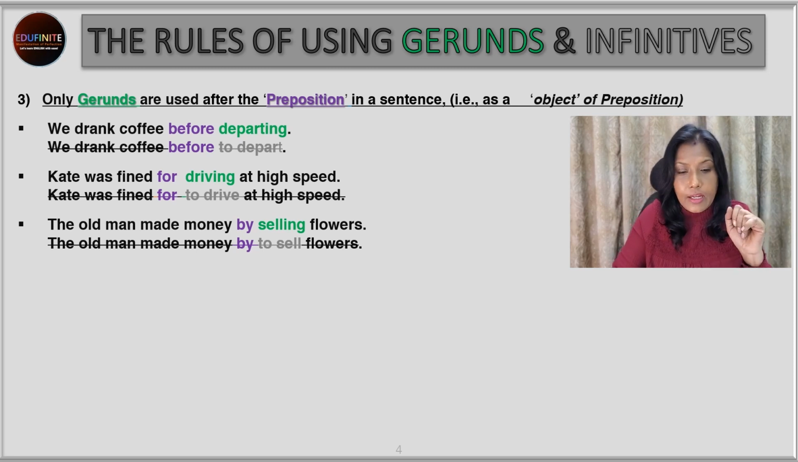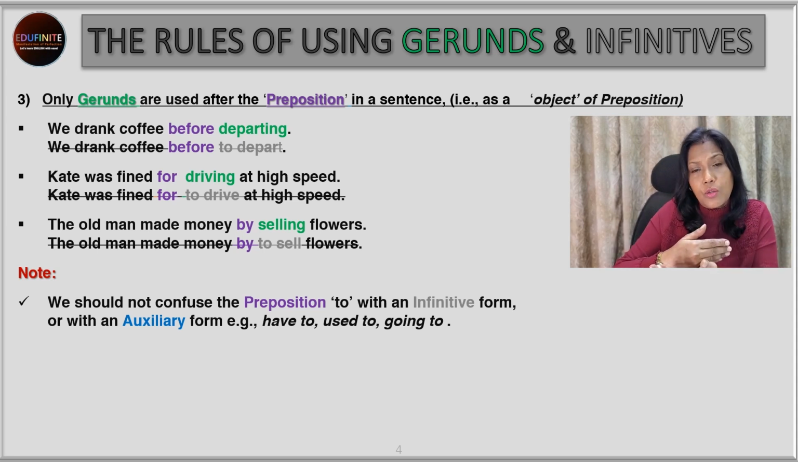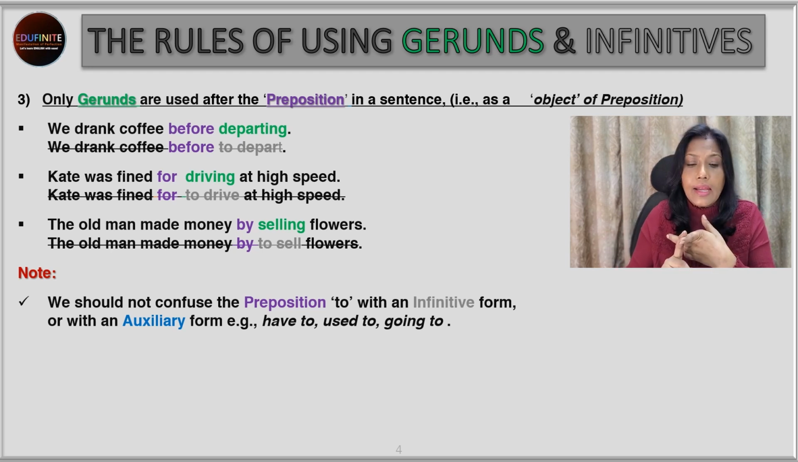So that's wrong English. You have to note another point over here. We should not confuse the preposition to with an infinitive form or with the auxiliary form. For example, have to, used to, going to. Sometimes we get confused with the preposition to or the infinitive form, because in the infinitive form you have the to. Again, in the auxiliary form, we use have to, where we have the auxiliary verb plus to. So have to, used to, going to, this is the auxiliary form.